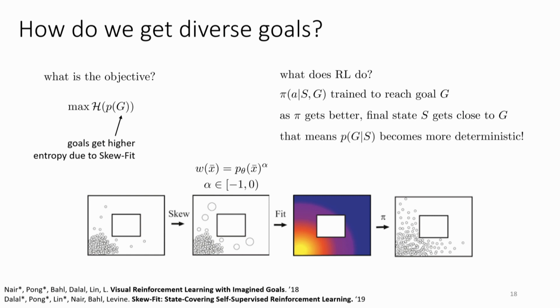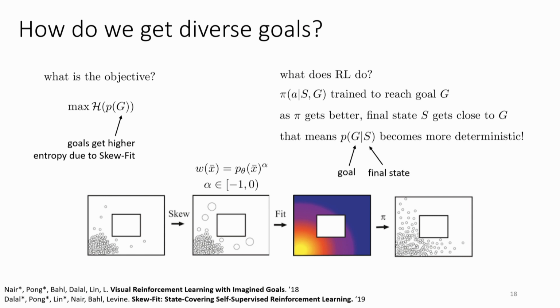And what that means is that p of g given s, the probability of a goal given the last state, becomes more and more deterministic, right? Because if your policy is really good, it always reaches g, that means it's really easy to predict g by looking at the last state it reached, because you say, oh, it's a good policy. Whatever it reached was probably the goal. So p of g given s becomes more and more deterministic, which means that its entropy should decrease if RL is working well. So now we have something kind of interesting. We're increasing the entropy of P of G, and we're decreasing the entropy of P of G given S, because that's what RL is trying to do.